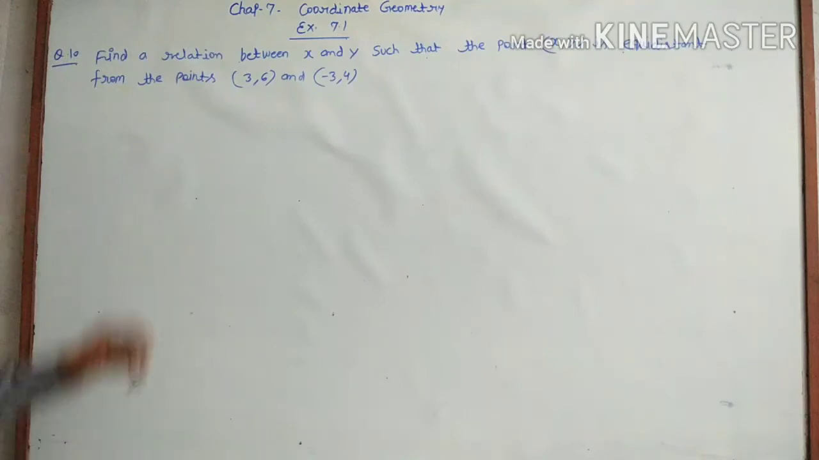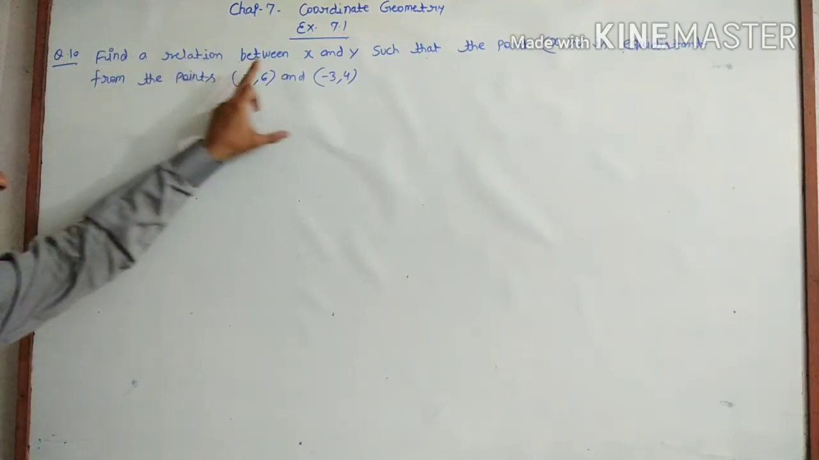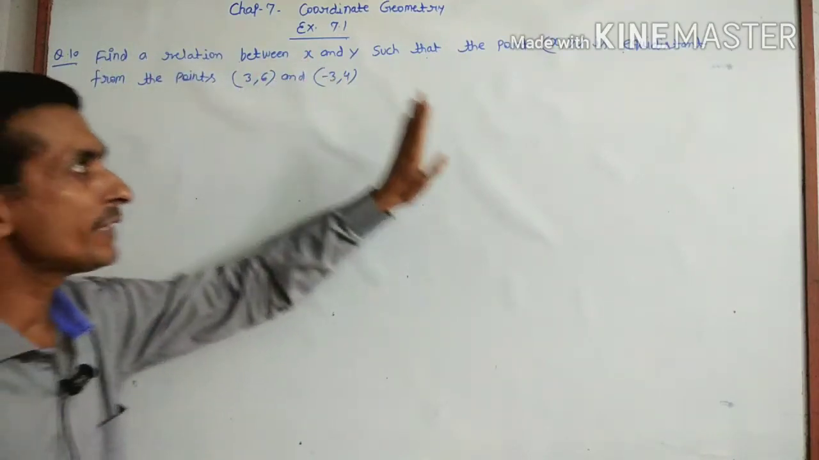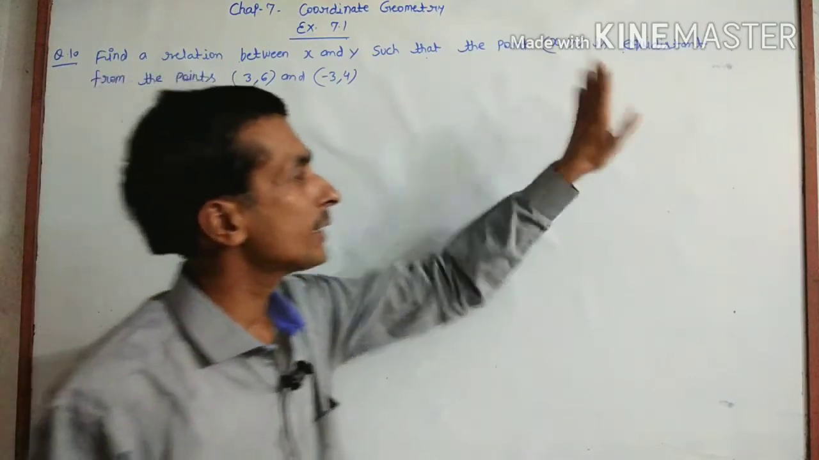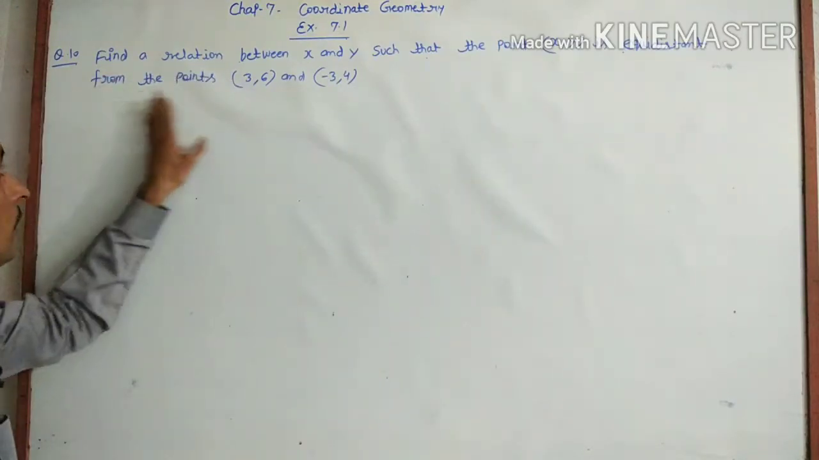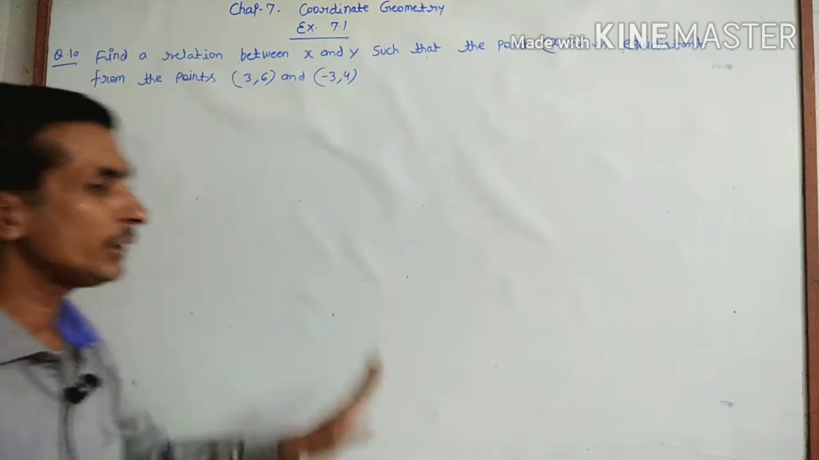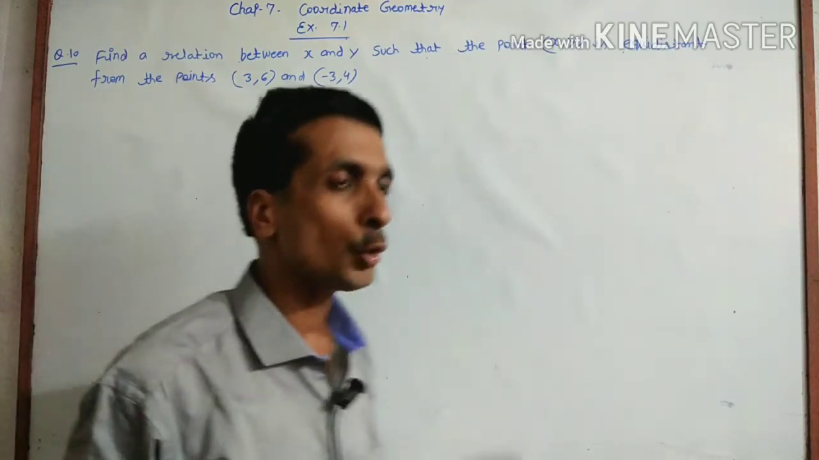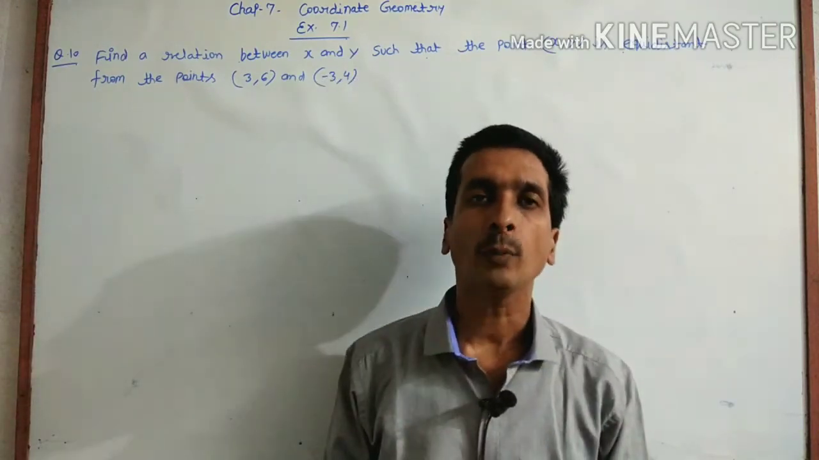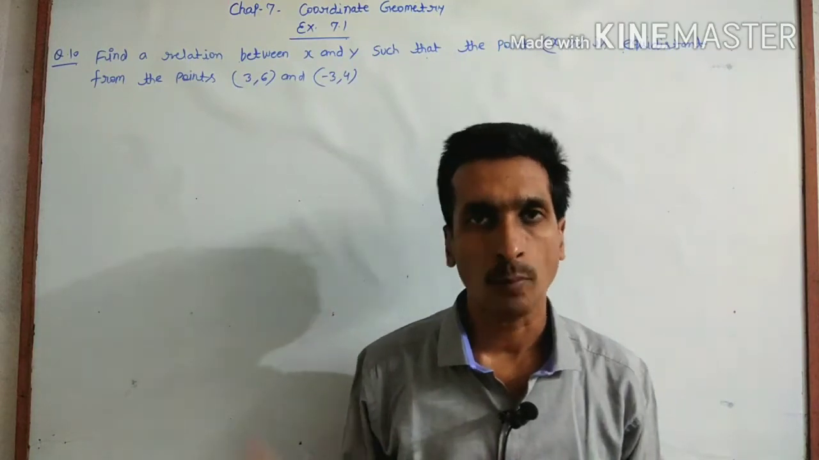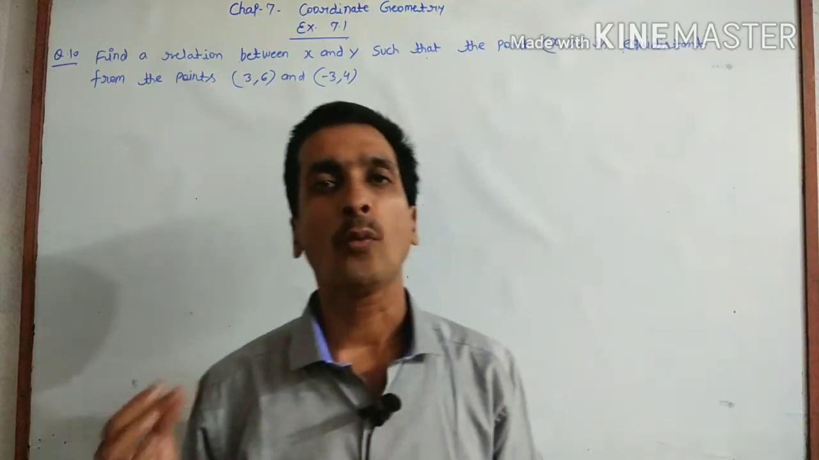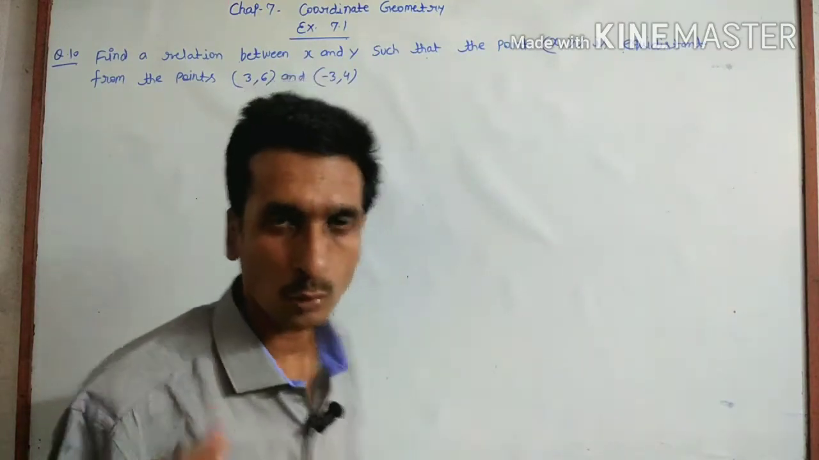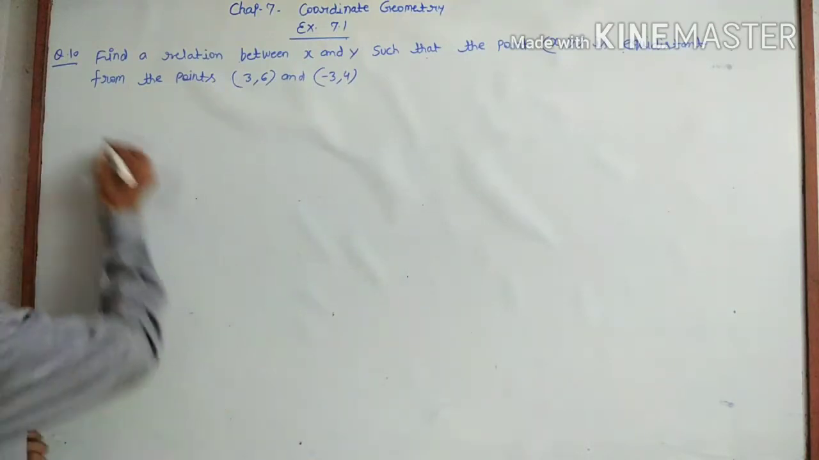So, okay friends, find a relation between x and y such that the point x, y is equidistant from the points 3, 6 and minus 3, 4. There are two coordinates given. We have to make a relation between x and y. That means we have to find one equation. How to solve? Look at this part.